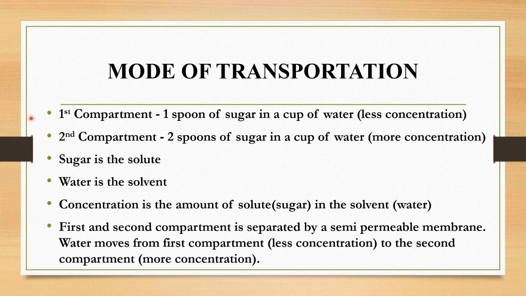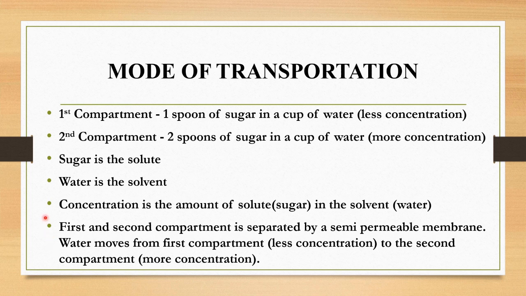Let's consider the first compartment with a spoon of sugar in a cup of water, and the second compartment with 2 spoons of sugar in a cup of water. So here, sugar is the solute and water is the solvent. Concentration is the amount of solute in the solvent, that is the amount of sugar in the water. And the first and the second compartment are separated by a semi-permeable membrane.